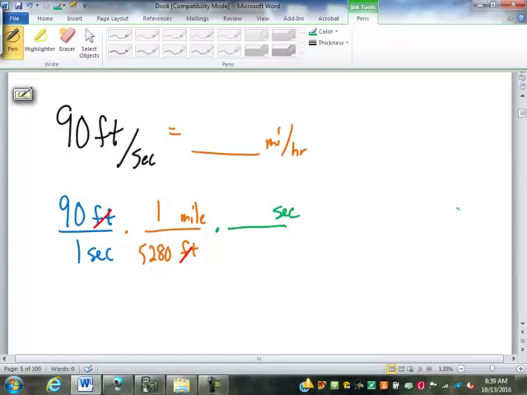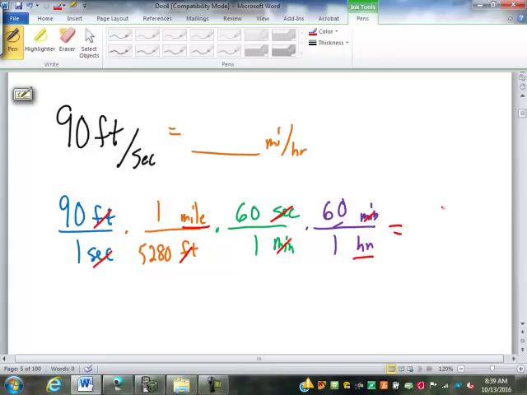So I got to get rid of seconds. I don't have a direct conversion from seconds to hours, so I can go from seconds to minutes. 1 minute is how many seconds? 60. So now the seconds have canceled out, but I'm in miles per minute right now. So I want to get rid of the minutes. They go on top, so they'll cancel out with the one on bottom. I'm going to go to hour. 1 hour is 60 minutes. So now my minutes are gone, and I will have miles over hours, which is what I want.